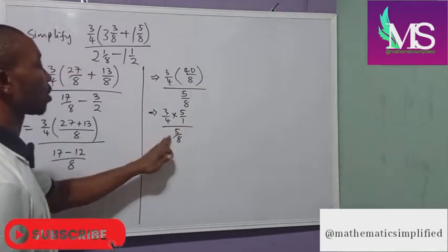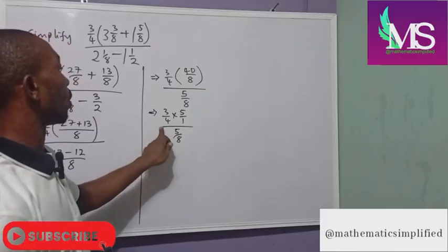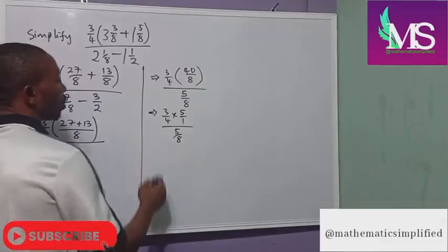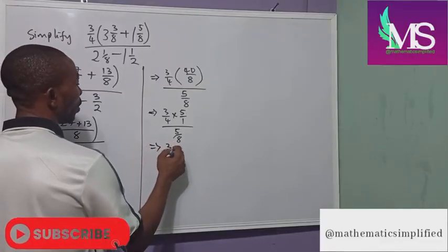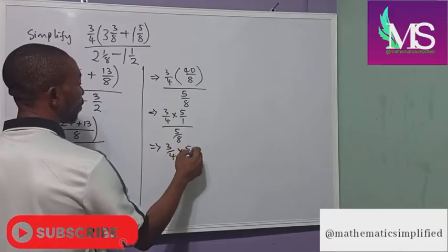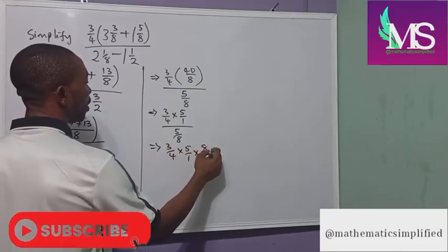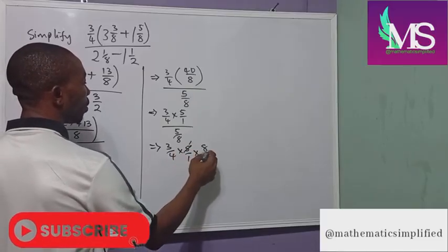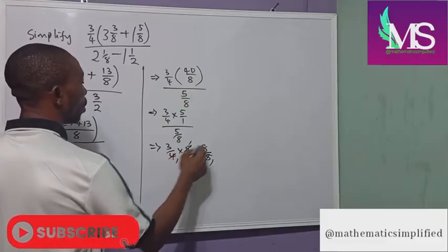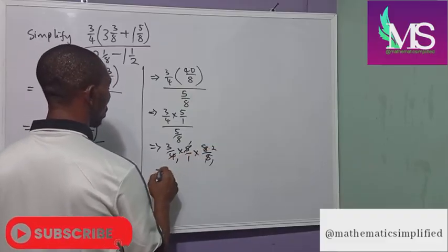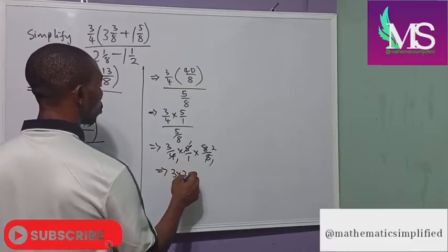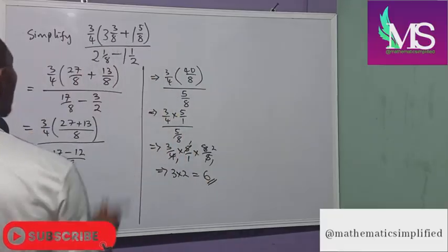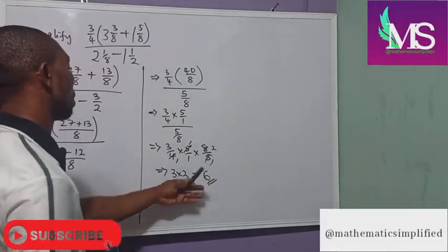But we can now turn this, our denominator, to multiplication by doing an inverse of our denominator. So this will give us 3 over 4 times 5 over 1 times 8 over 5. So here, 5 here 1, 5 here 1, 4 here 1, 4 here 2. So this leaves us with 3 times 2, which will give us 6. So we've simplified this to have it as 6.